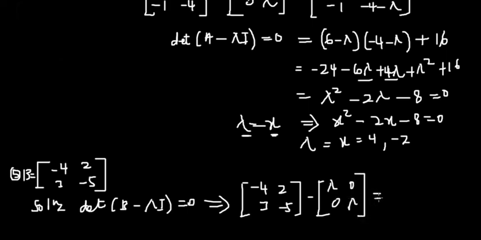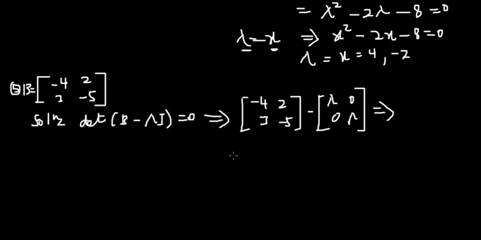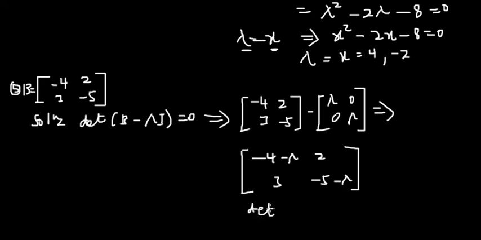Now let's simplify this further. It's just simple subtraction. Let me write that down here. So we have -4 minus the eigenvalue, then 2 minus 0, that's 2. And you have 3 minus 0, that's 3, and then -5 minus the eigenvalue. So now we have the determinant of the entire expression to be equal to 0.